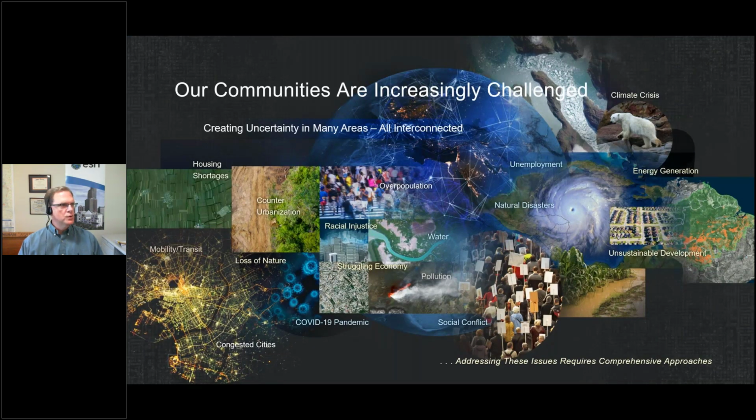I think if we went around the room and we talked about our individual cities and counties, regional governments and so forth that we work for, we could all talk about the challenges that we're dealing with. And there would probably be a lot of different ones amongst them. And you can see some of them here, and there's no mystery that our communities are challenged.